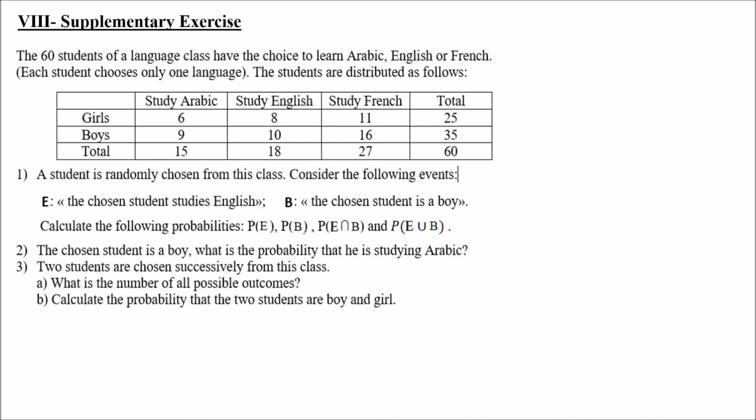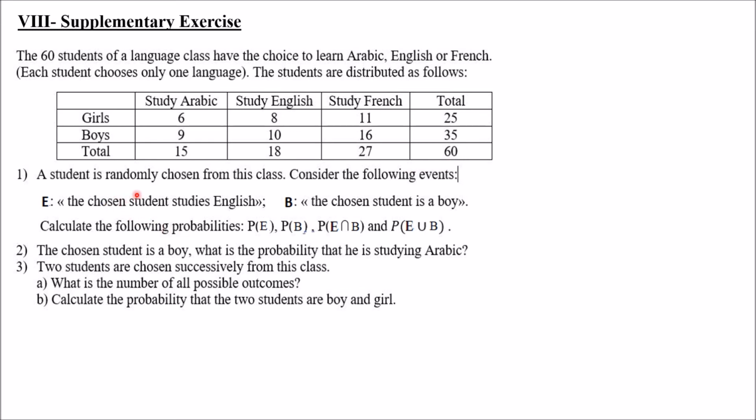Now we will be solving together this supplementary exercise. In this exercise we have 60 students of a language class who have the choice to learn Arabic, English or French. Each student chooses only one language. The students are distributed as per the following table. Here in the columns we have those who study Arabic, English and French, and here we have girls and boys. Here I made it easier for you, so I added the total.